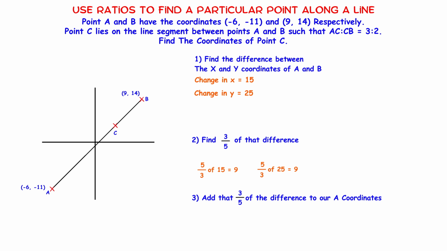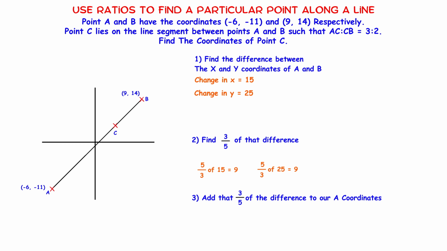To actually answer the question, though, and find C, we need to do 3 things. First, we need to find the difference between the X and Y coordinates of point A and point B, so the change in X and the change in Y. Then second, we need to find 3/5 of that difference. And finally, third, we need to add that 3/5 of the difference onto our coordinates.